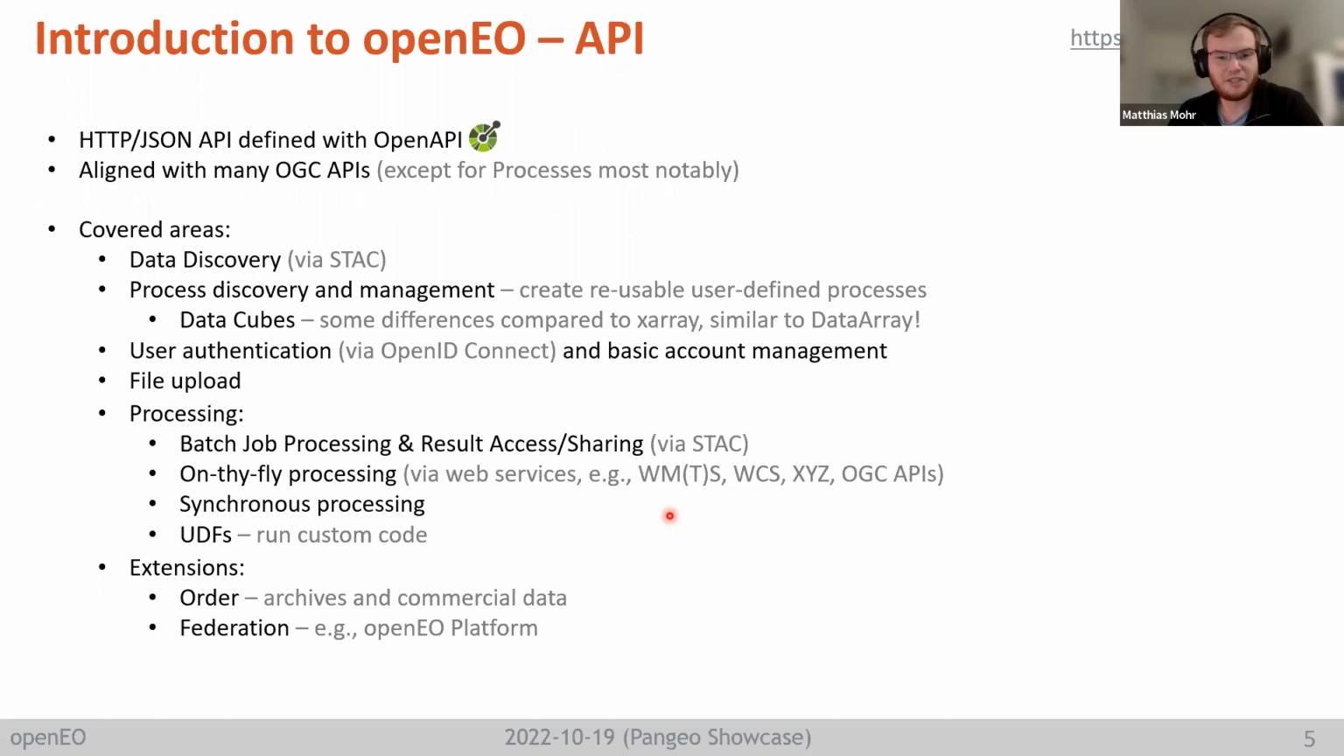And then the federation extension is for if you want to expose one or multiple implementations as one instance, like for example, openEO Platform does for the VITO, Terrascope and VITO EODC and Sentinel Hub backends. You can use that extension to show what is exactly available.